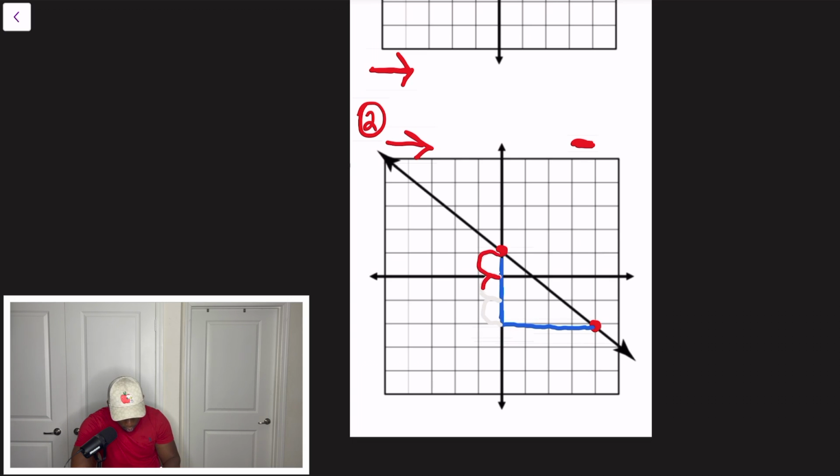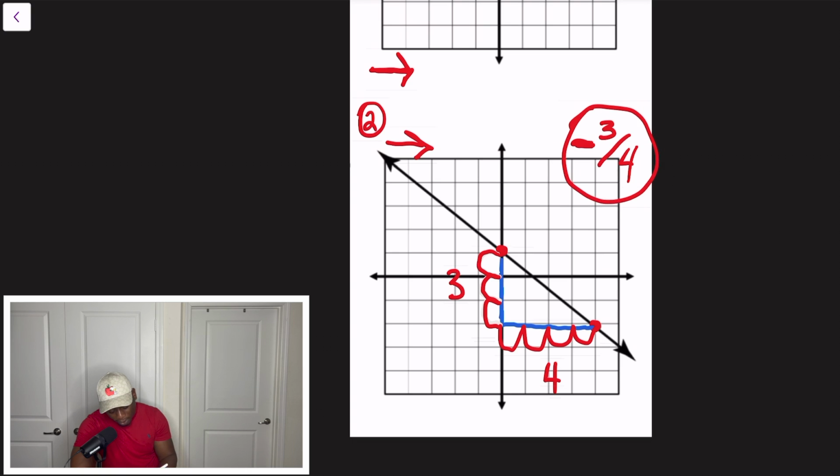So now I know I went down 1, 2, 3. We went down 1, 2, 3, and we went over 1, 2, 3, 4. So we know our rise over run for this is going to be -3/4. So when you're finding slope, guys, remember there's different types of slope.